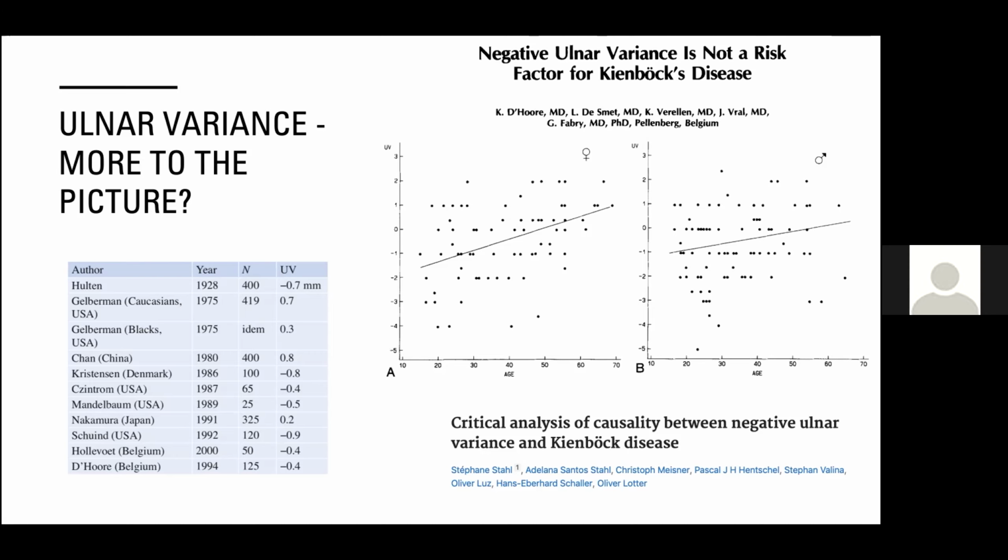On the right, we can see a study from De Smet et al. from 1993, in which they found that there was actually no association between negative ulnar variance and Kienbock disease. They did, however, find that ulnar variance tended to change with age and postulated that this further muddied the waters in determining whether there was causality.